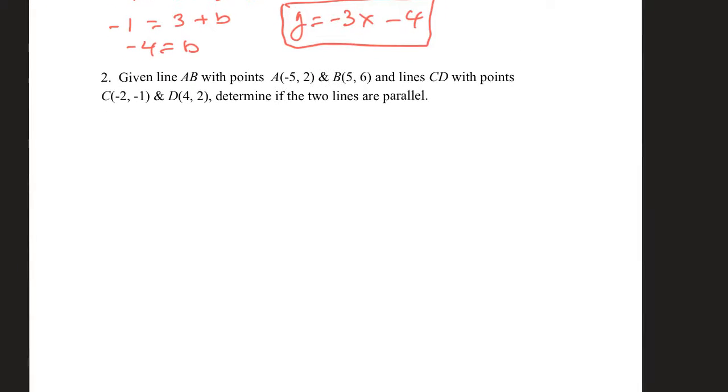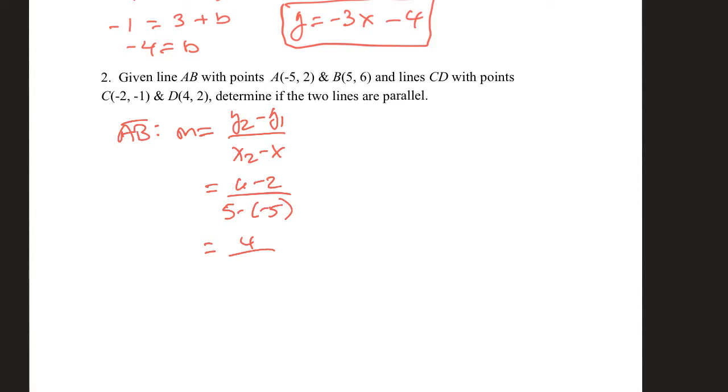All right. Another question we can ask you is we give you two lines and we give you the points of those two lines. Okay, so we want to determine if these two lines are parallel. Well, what did we just say? We need to look at the slopes of those lines. So we just need to find the slopes between A and B and C and D. So AB, the slope formula, let's recall, is y2 minus y1 over x2 minus x1. So for AB, I got 6 minus 2 on the top, 5 minus a -5 on the bottom. 6 minus 2 is 4. 5 minus a -5 turns into 5 plus 5, so that's a 10. And reduce that down, I get 2/5.